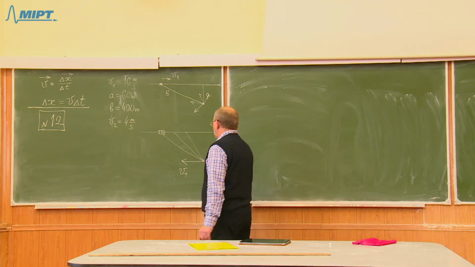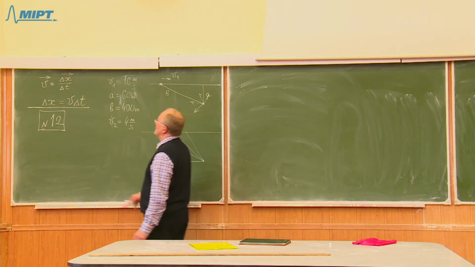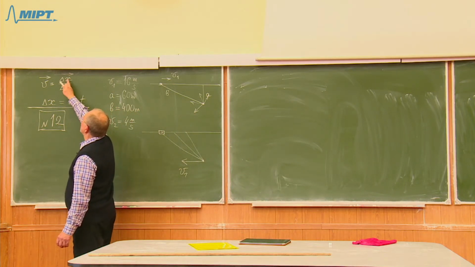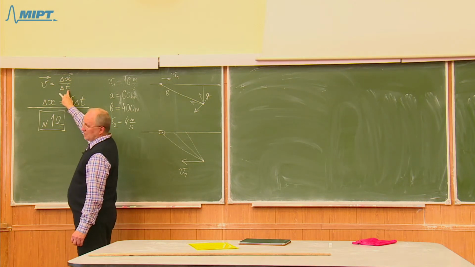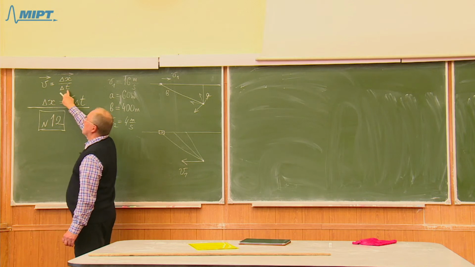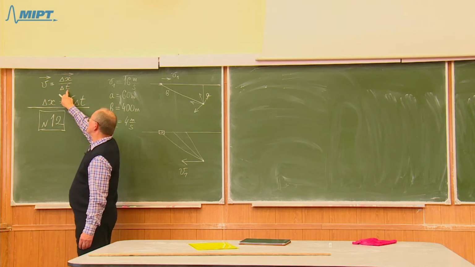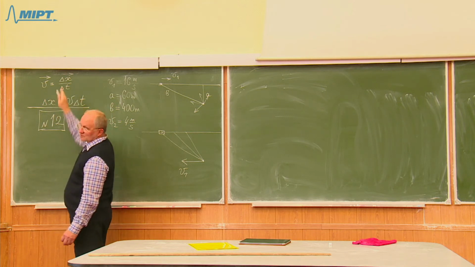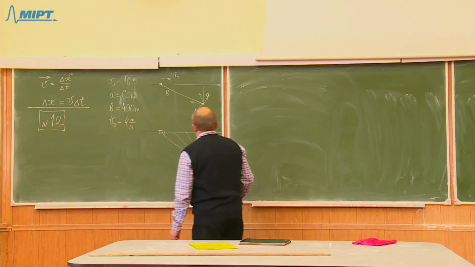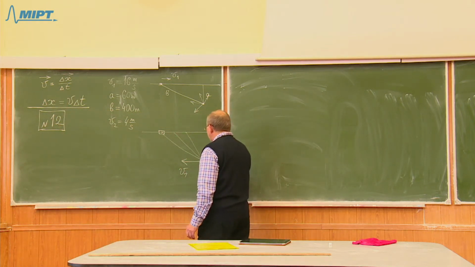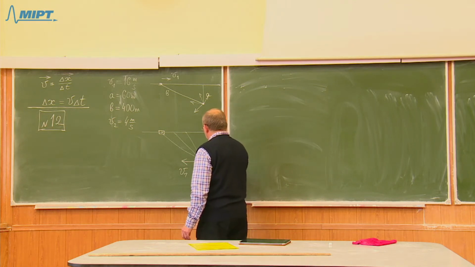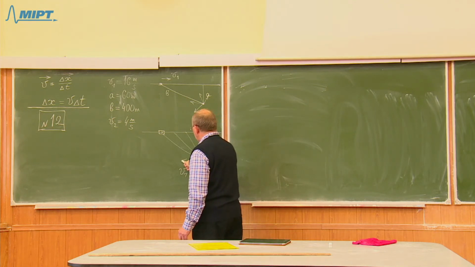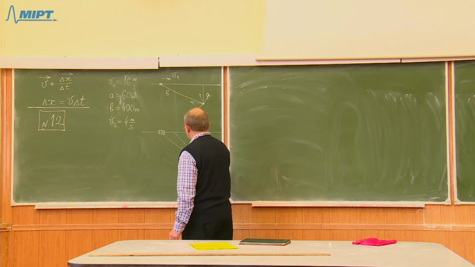So, what is velocity? Velocity is the displacement of a material point divided by the time interval. So if we choose the unit time interval, like 1 second, then the velocity will numerically coincide with the displacement. So v1 is the displacement of this point, the displacement of the man during 1 second.